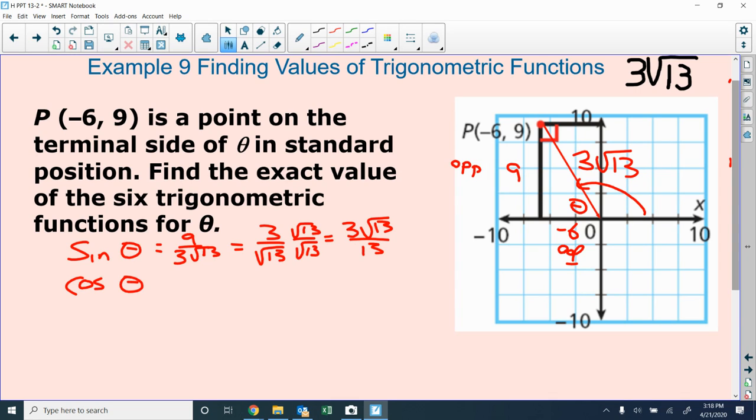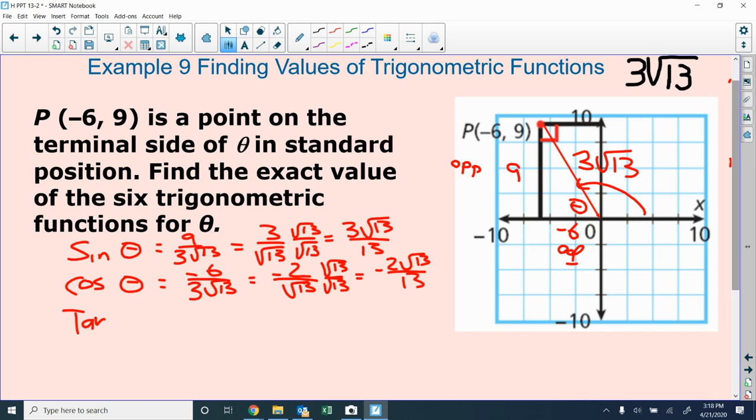Your cosine, of course, is adjacent, which is -6 over 3 square roots of 13. That can simplify to -2 over the square root of 13. We'll go ahead and rationalize now. And we have -2 square roots of 13 over 13. There is your cosine.